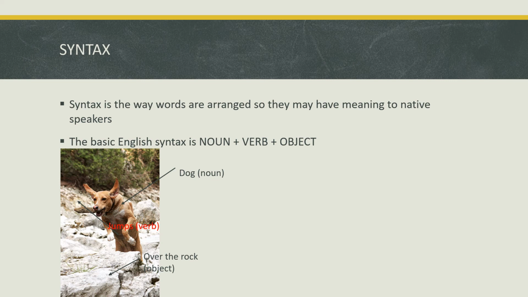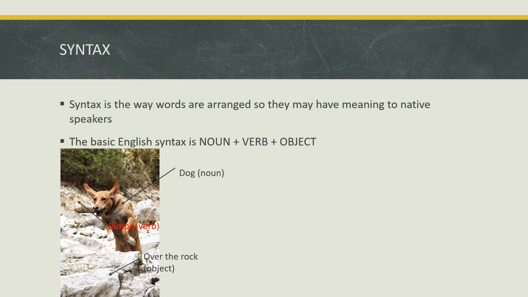Now, when it comes to English syntax, the formula for the basic sentence is very simple. So, in order for us to write a complete sentence, it follows this formula, which again is very simple. So the basics are you put the noun, the verb, and the object. That's basically it.